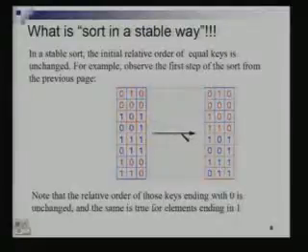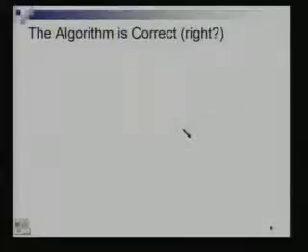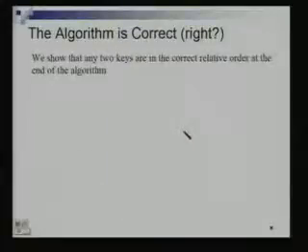Okay, so everyone understands what stable sorting means. Now let's understand the correctness of the algorithm. We are now going to show that any 2 keys are in the correct relative order at the end. That means that if I take 2 keys, one is smaller than the other, then in the end the key which is smaller appears before the key which is larger. It's a very simple proof.